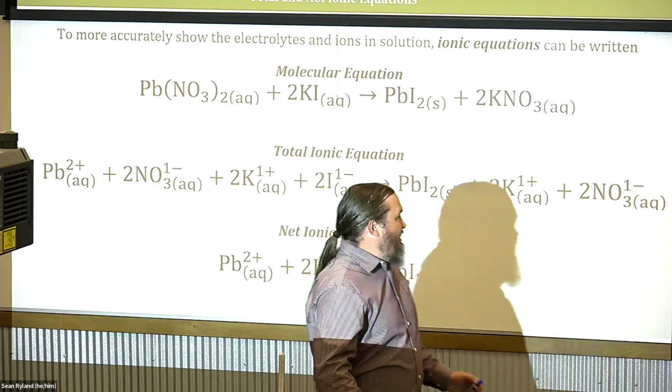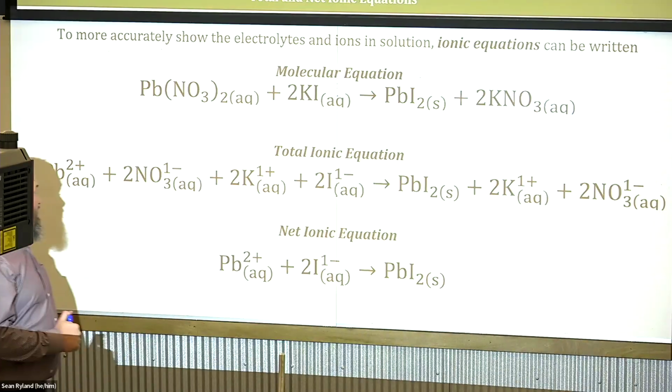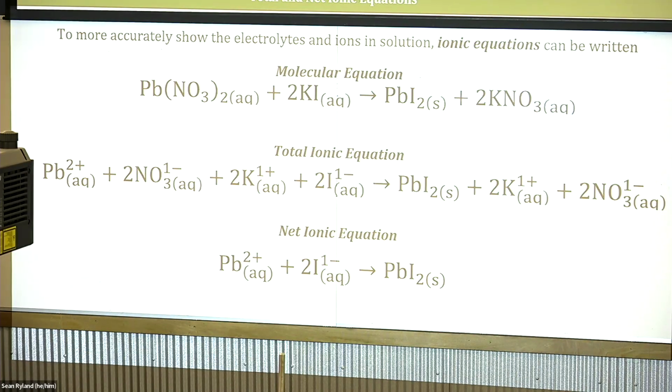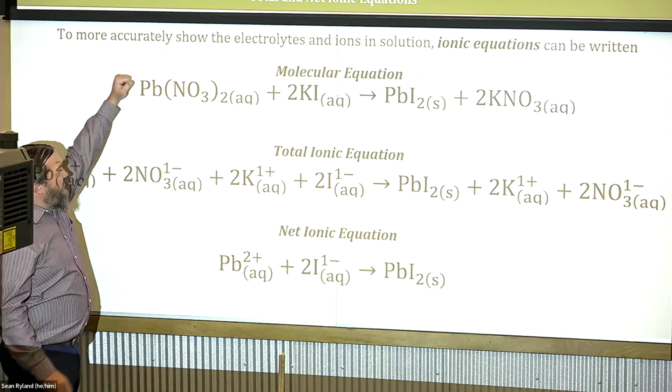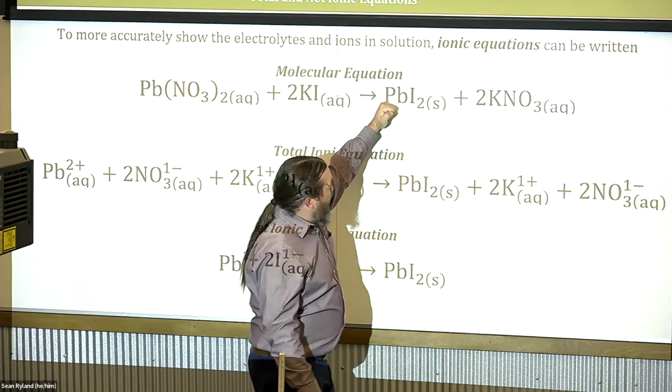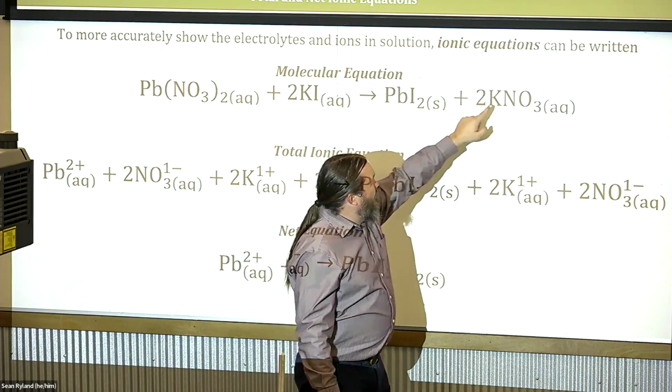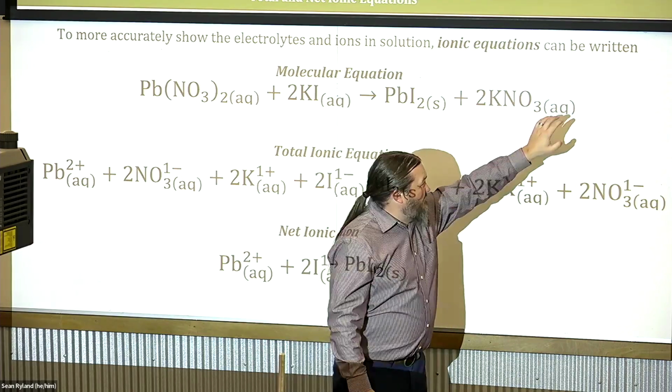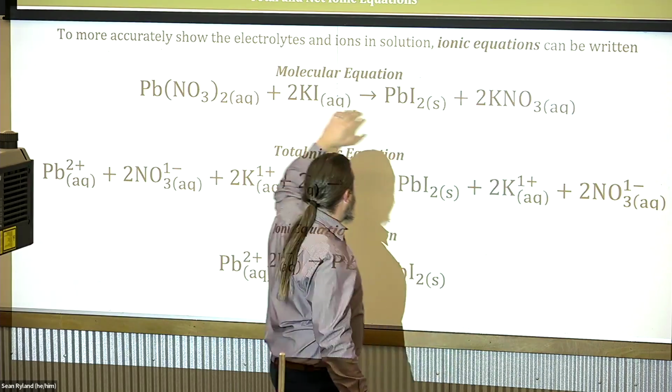here's an example of the total ionic equation versus a molecular equation. So here, this is lead nitrate reacting with potassium iodide to make lead iodide as a solid, and potassium nitrate, which stays dissolved.